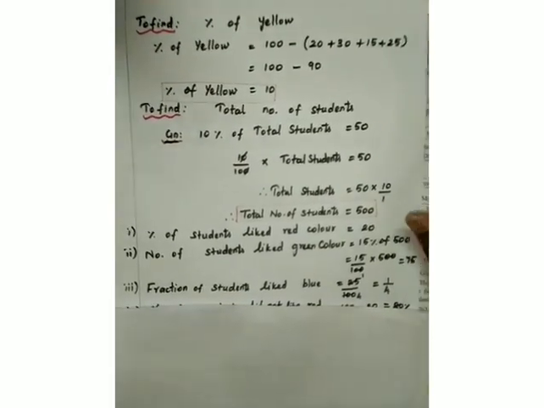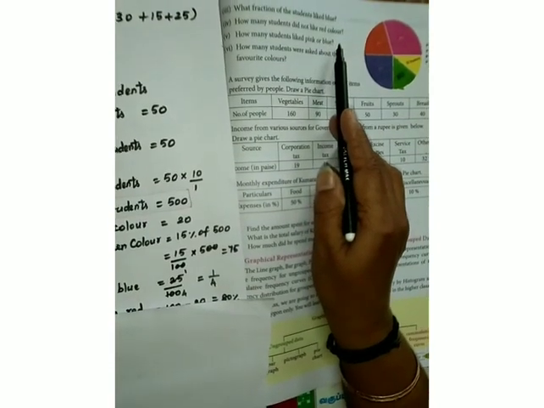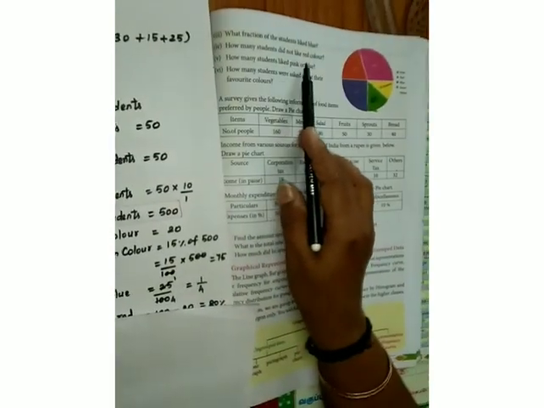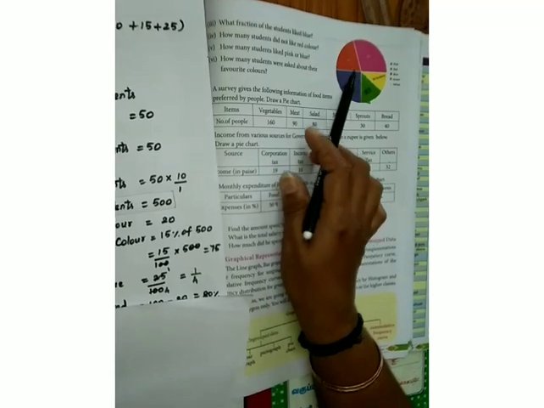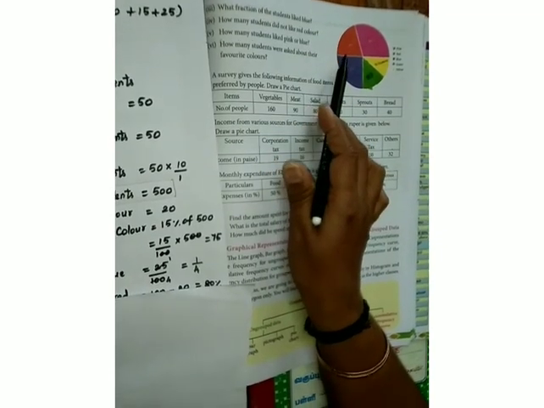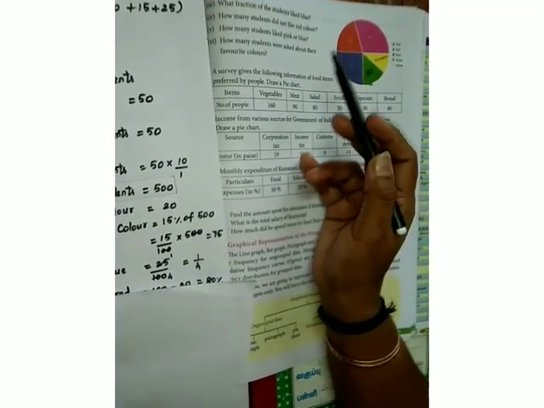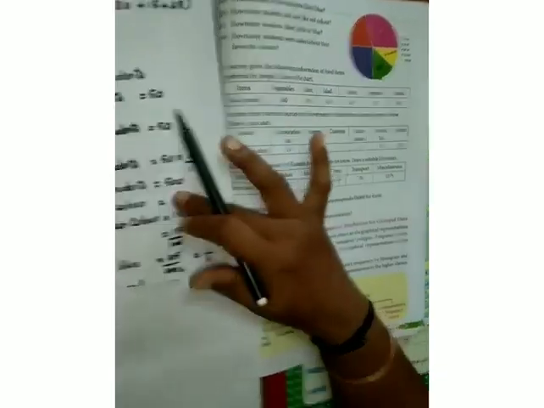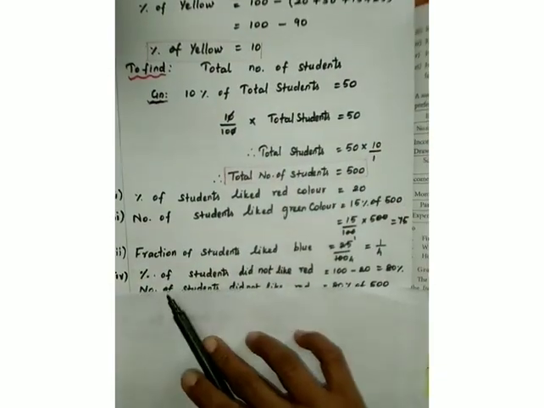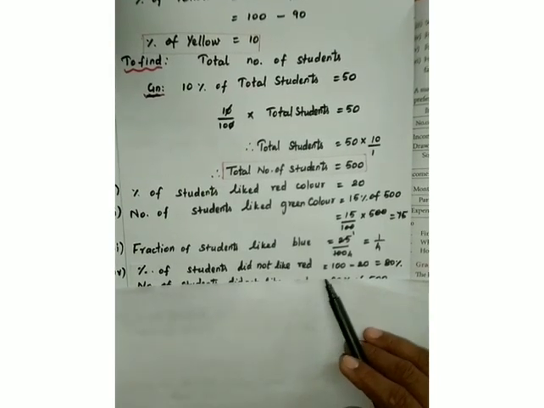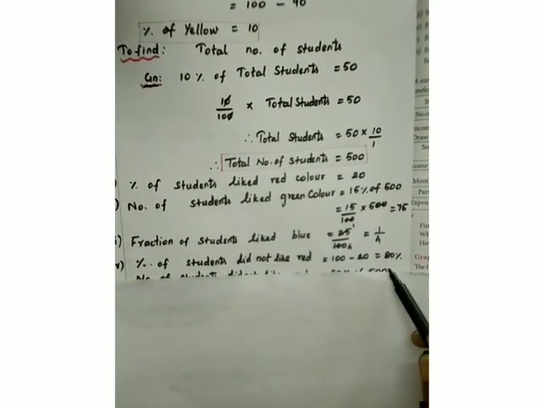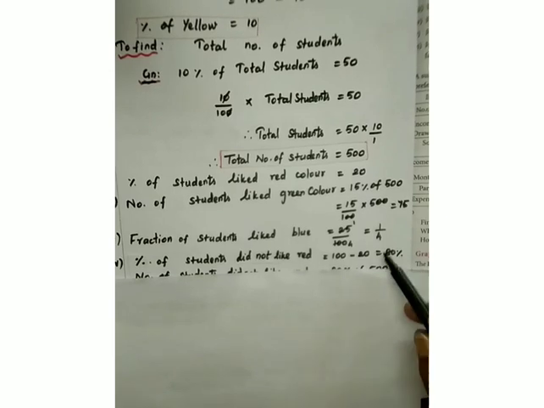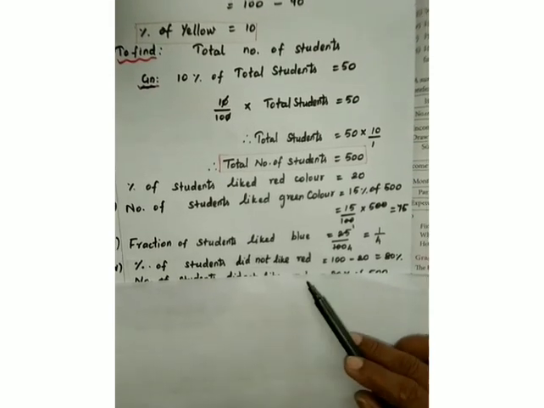Then the fourth subdivision: how many students did not like red color? Liked students is 20%. So did not like students is 100 minus 20%. Therefore the percentage of students who did not like red is 100 minus 20, that is 80%. Therefore 80% of students did not like red color.